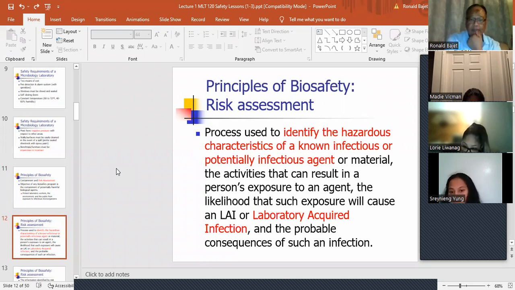Okay. It's the process used to identify hazardous characteristics of a known or potentially infectious agent. Laboratory acquired infection, I talked about that. You want to minimize laboratory acquired infections. Be careful, be safe with these organisms, and you have to treat them as if they can really, really make you sick.